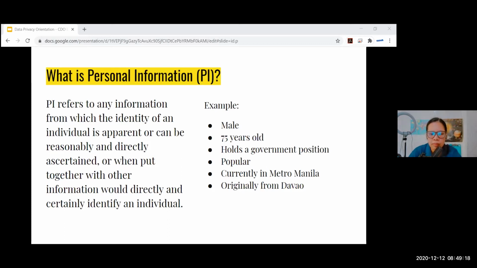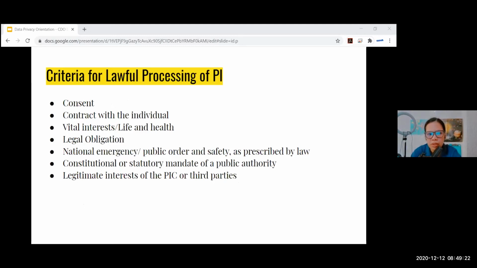Now let's proceed. We talked about personal data, personal information, and now the question is: how would we know if we're lawfully processing information as PICs or as PIPs? These are the criteria. First, we have to get the consent of the data subject. Did the data subject give us consent that we can process his or her information? Next is if it is in the form of a contract, meaning there is a need for us to do a contract to fulfill a service. Of course, we need to process information, so that's also lawful.